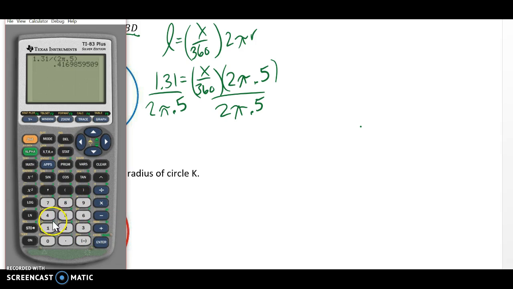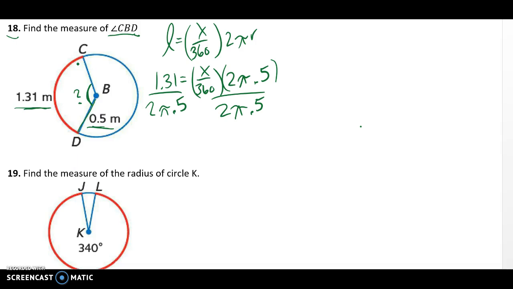Well, if we would have just divided 1.31 divided by pi, we should have got the same stuff, right? Let's see. Yep, we got the same stuff because the 2 and the 0.5, when you multiply those, you just get 1. Okay? But either way, so now we'll have 0.42 equal to, all this stuff canceled, so x over 360, right?